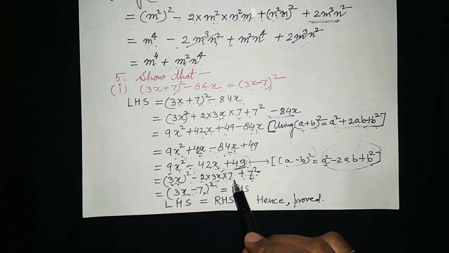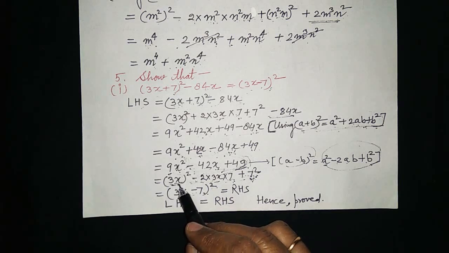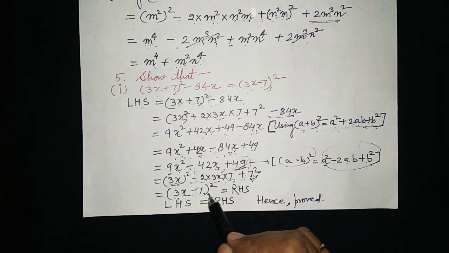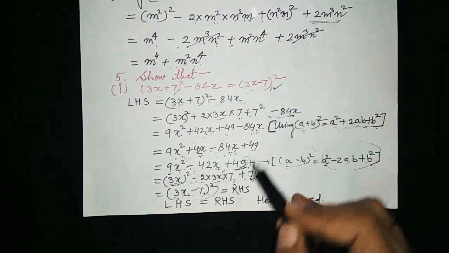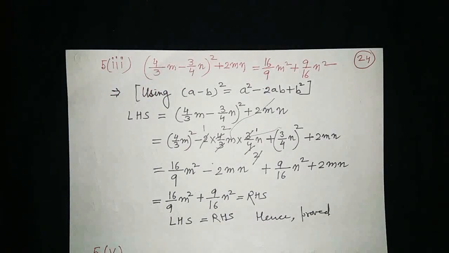Clear? To write it in the form of (a - b) whole square, first we see what a is here. a is 3x and b is 7. So now we can write (3x - 7) whole square, and this (3x - 7) whole square is equal to the right hand side. So here the left hand side is equal to the right hand side. Hence we have shown this thing in the question.